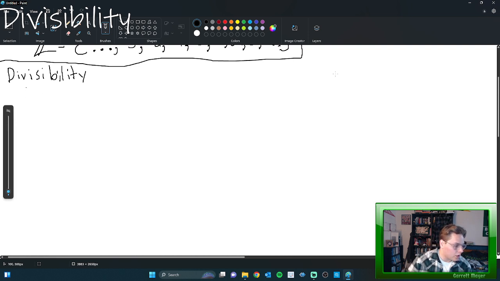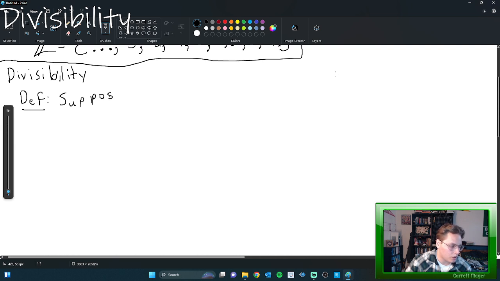And to start, let's start with a definition. So the definition of divisibility. You'll also see this described as it's a multiple of, or it's a factor of, it divides. You'll see a lot of different terminology, but we're going to describe this as divisibility first.